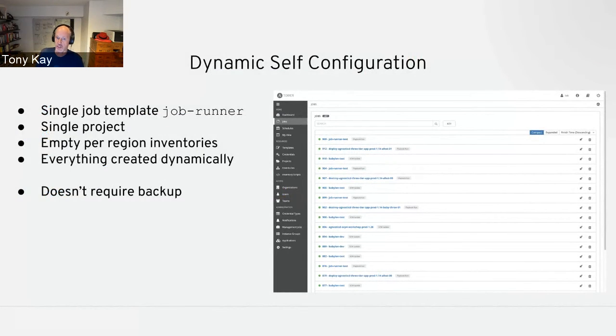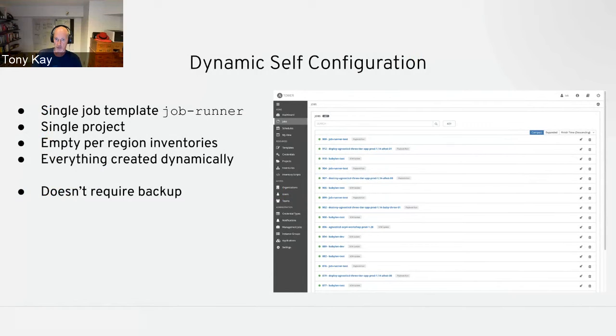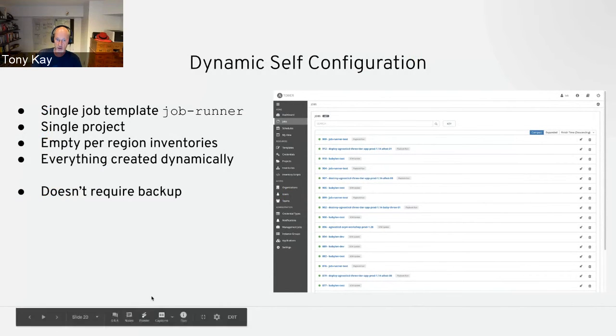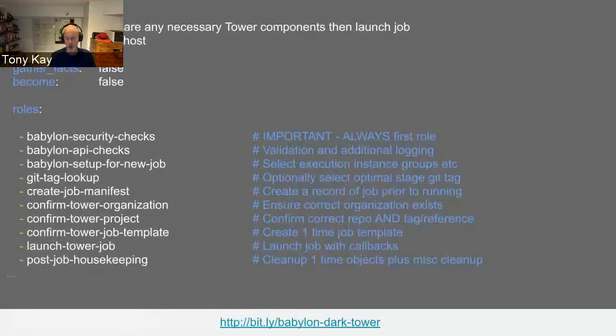It has a single job on it. So when we have a single project and a single job, the job is called the job runner. And the job runner self-configures itself. I'm going to take you and have a look at the code. This is the job runner. Slightly different now. It's loaded with this job.